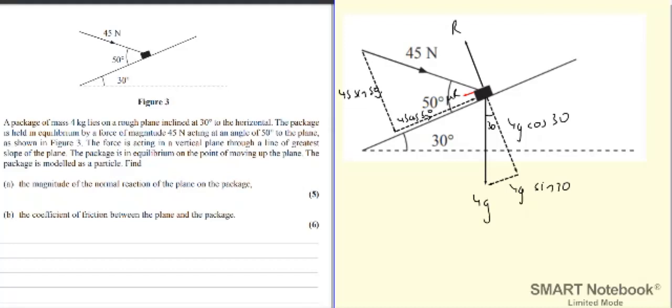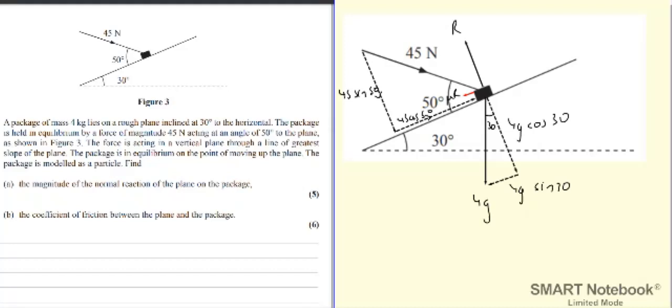Okay. Are we happy with that? Any questions? So the key is to get the diagram sorted out properly. Now, once we have this, we can start thinking about the question. Now, magnitude of normal reaction. To work out friction, I'd have to work out normal reaction first anyway. So my first step is to resolve.